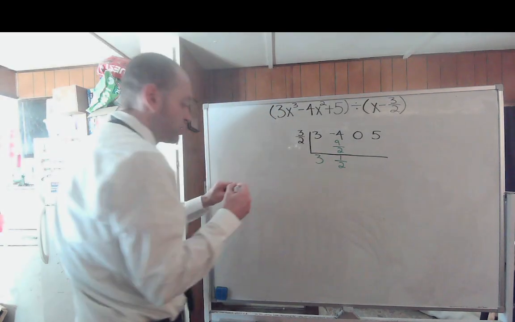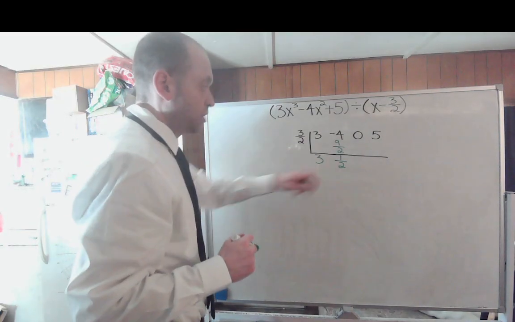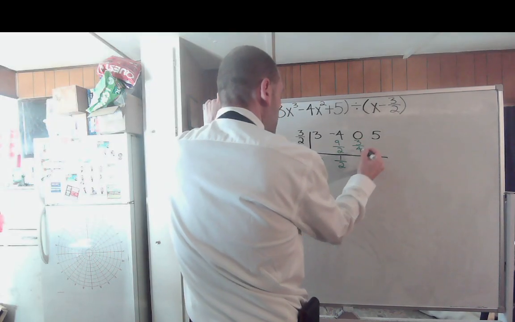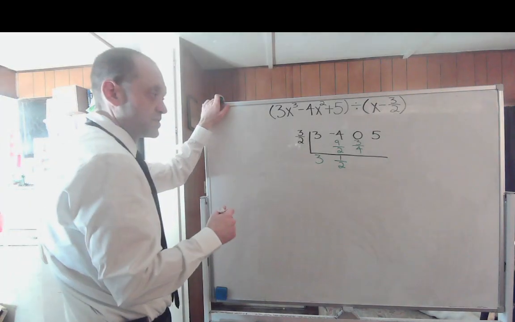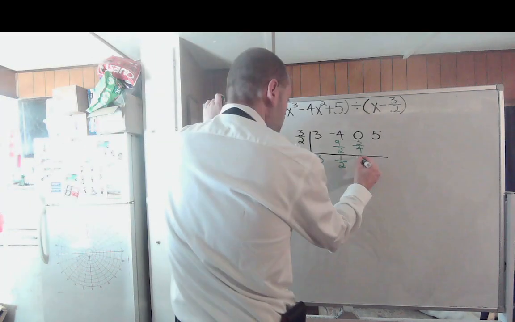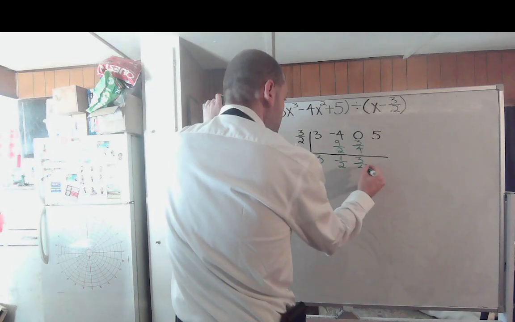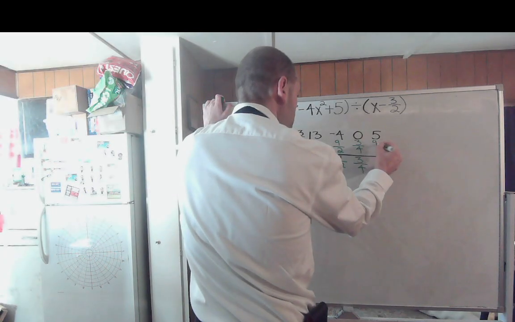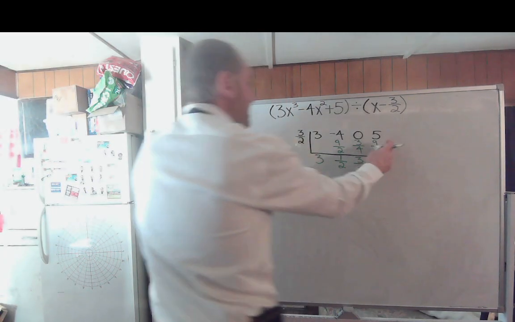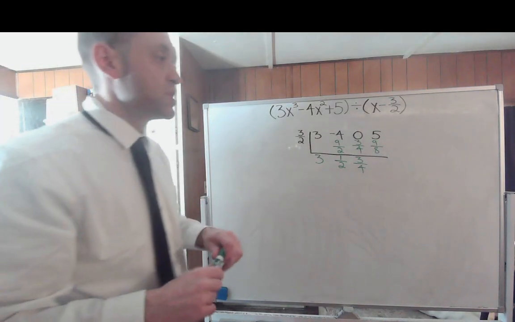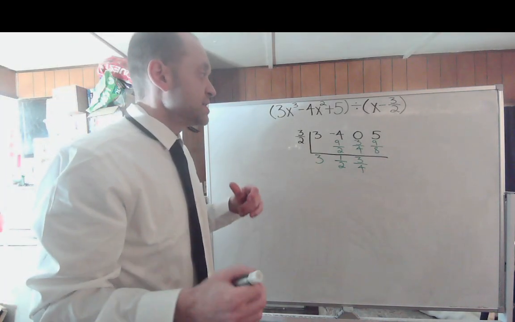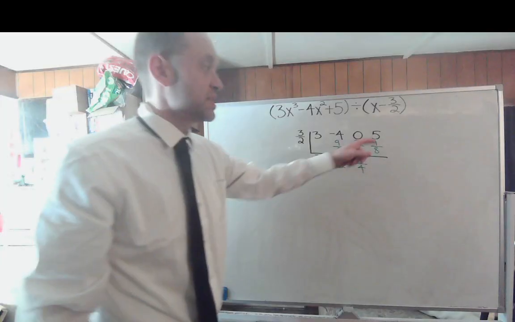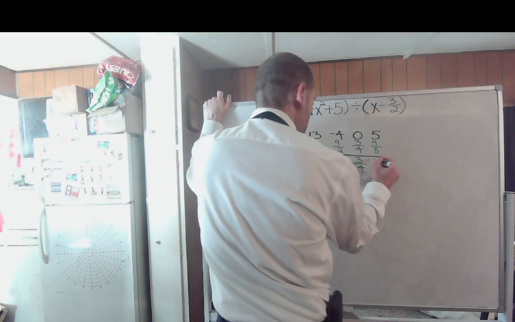All right, now go ahead, take 3/2 times 1/2. You end up getting 3/4. So what's 0 plus 3/4? That's 3/4, of course. Now take 3/2 times 3/4. You'll end up getting 9/8. So take 5 plus 9/8. All right, so what is 5 plus 9/8? That's the same as 40/8 plus 9/8. You would end up getting a remainder of 49/8.